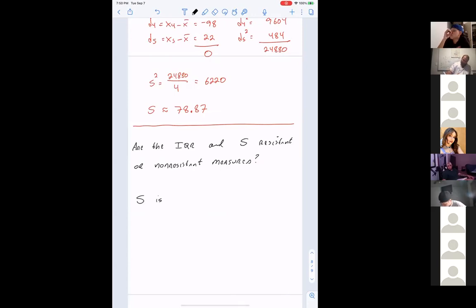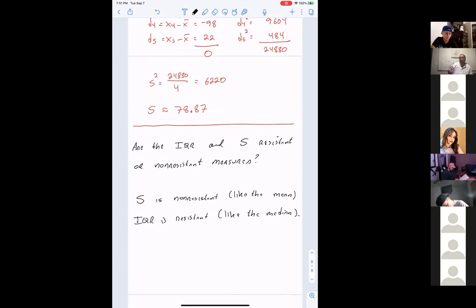So S is certainly non-resistant, like the mean, which it's based upon. And the IQR is resistant, like the median, which it's based upon. This is one of those reasons why we never use S with the median or the IQR with the mean. They go together with their pair. S goes with the mean and IQR goes with the median.